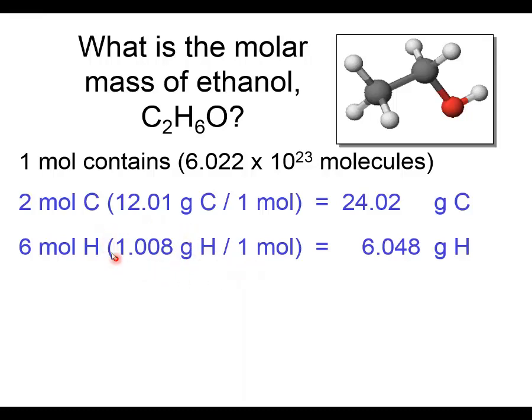Again, I'm getting this value from the periodic table. I'm getting the 6 from the subscript from the hydrogen. So I take 6 times 1.008, gives me 6.048 grams of hydrogen for every 1 mole of ethanol.